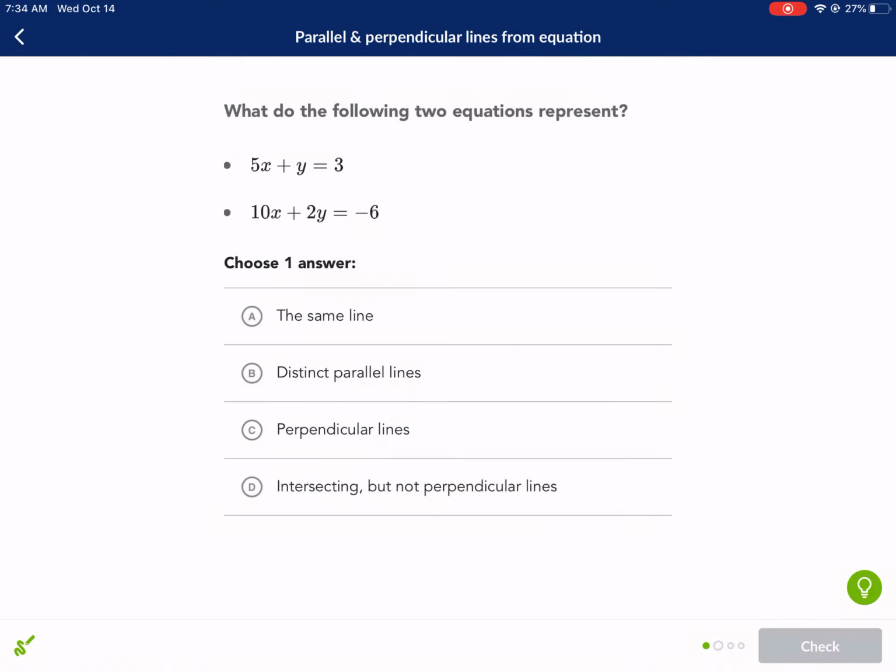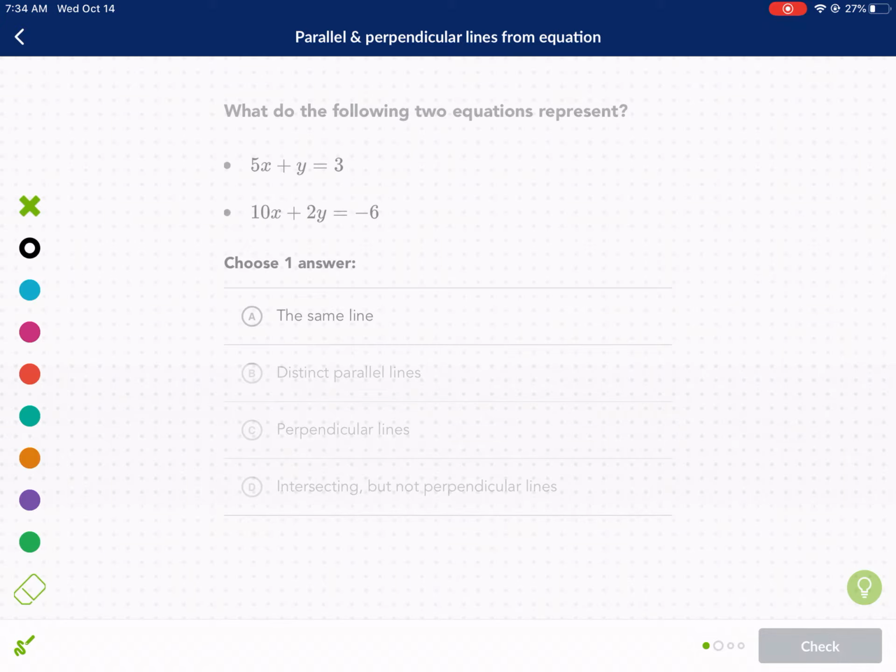All right, next one. Three more, it says. What do the following two equations represent? Both of these are in standard form, so now we have to solve both into slope-intercept form, y equals mx plus b. We need to solve for y.